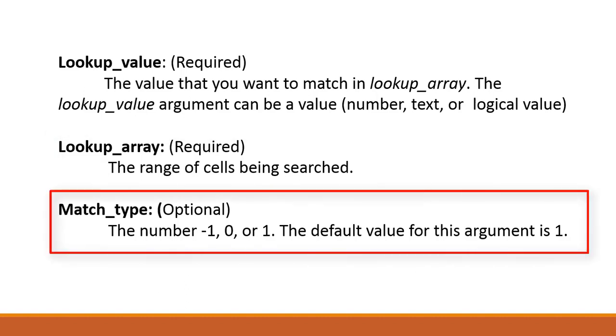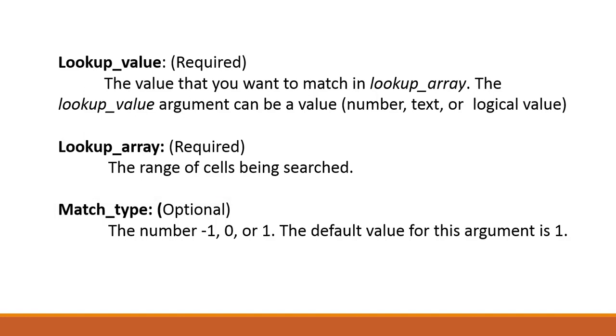And the third one is match type. It's optional. It's not compulsory. In the match type, we have three numbers: -1, 0 or 1. By default, if you are not passing any argument as match type, it takes 1. So generally, we'll use 0 as match type.